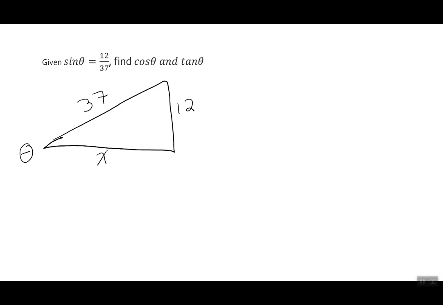Finally, given the sine of theta is 12 over 37, we're going to find the cosine and the tangent of theta. Now, even though this is presented differently, I still want you to think about a triangle. So in my triangle, I'm going to label an angle as theta, and it says the sine of theta is 12 over 37. That means the opposite is 12, the hypotenuse is 37, and I'm missing a side, we'll call it x. Once again, we'll be using the Pythagorean Theorem, which says x squared plus 12 squared is 37 squared.